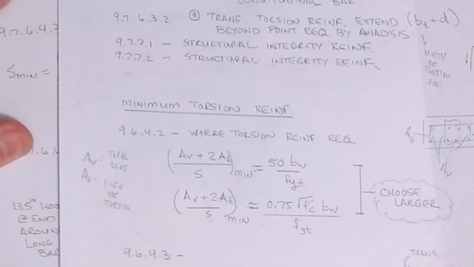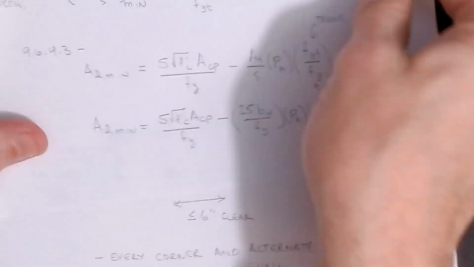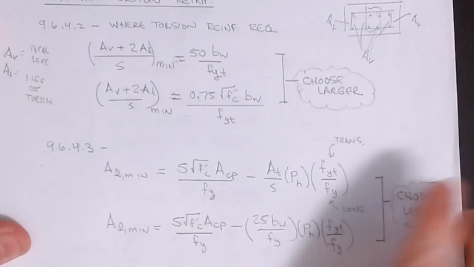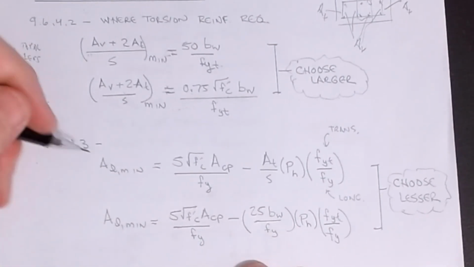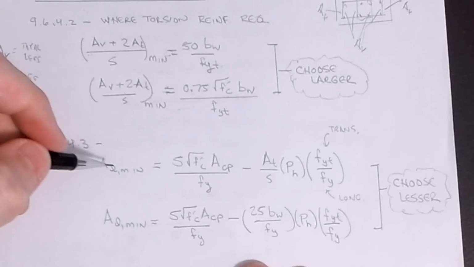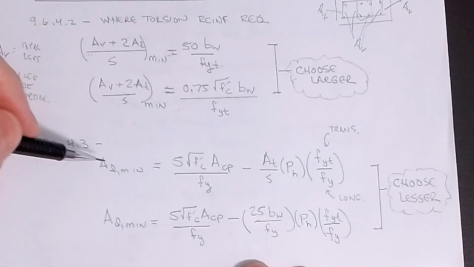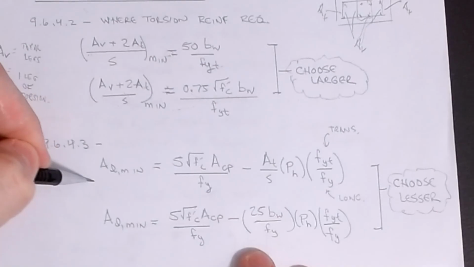You choose the larger. Now, as we've talked about with our truss models, torsion also has a restriction on the amount of longitudinal steel. The amount of steel that you have to provide for torsion is in addition to what's required by flexure or what you've done through the truss models. This is the torsional amount that you have to add in.